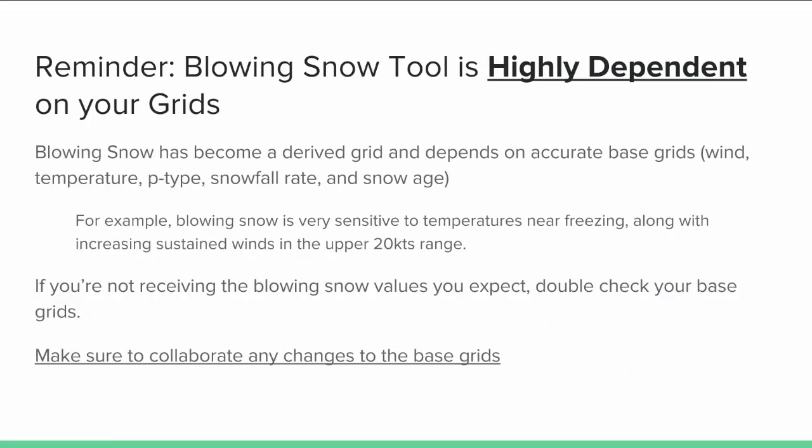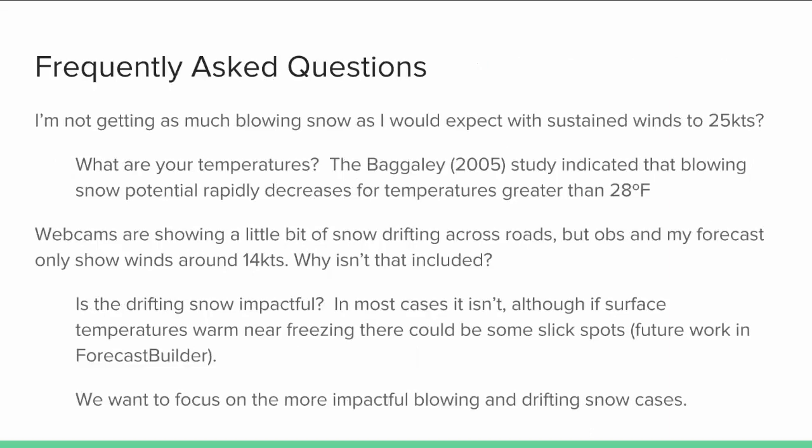Like the weather grid, the PoWT blowing snow grid has become a derived element. This leads to the output being highly dependent on the input from the base grids: wind, snow age and rate, temperature. If you find that blowing snow output is not matching your expectations, first check the base grids, especially temperatures and wind speeds. Increasing your wind speeds will lead to increasing blowing snow output. As with all elements within Forecast Builder, make sure to collaborate any changes to the base grids.